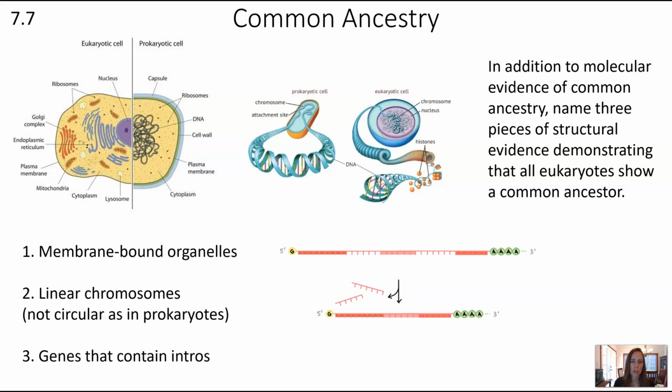The first one is showing membrane-bound organelles. Second one is showing linear chromosomes. In prokaryotes, chromosomes are circular, whereas in eukaryotes they're linear, and that's true across all eukaryotes. And the third is that genes can contain, that should say introns, genes contain introns.